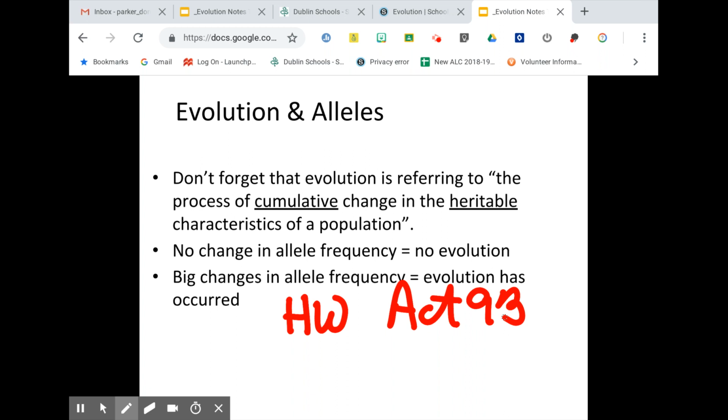And in order for evolution to occur, you do need to have some changes in allele frequency to drive that natural selection process.